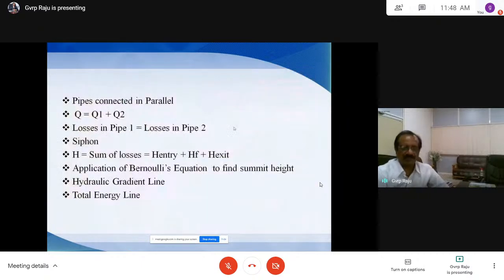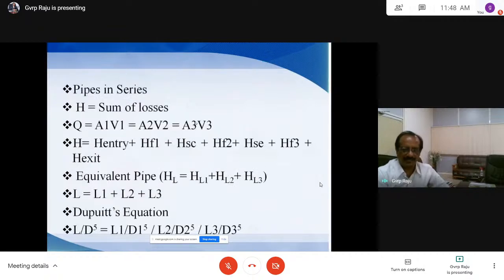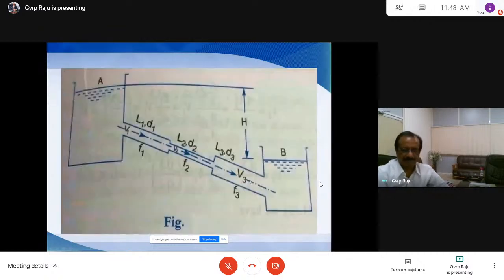Then we have head loss due to sudden enlargement here, from here to here. The equation for head loss due to sudden enlargement is V1 minus V2 whole square by 2g. In place of V1 and V2, we have V2 and V3 here, because the velocity before enlargement is V2 and the velocity after enlargement is V3. So V2 minus V3 whole square by 2g is the head loss due to sudden enlargement.